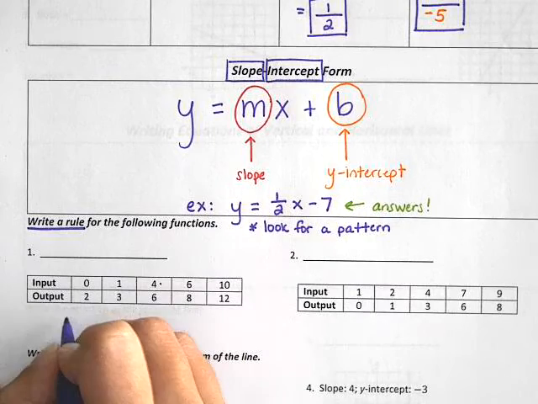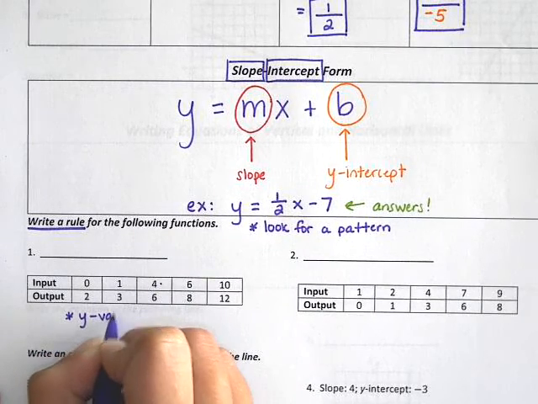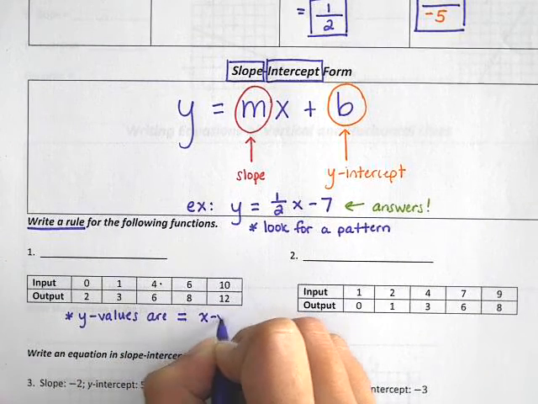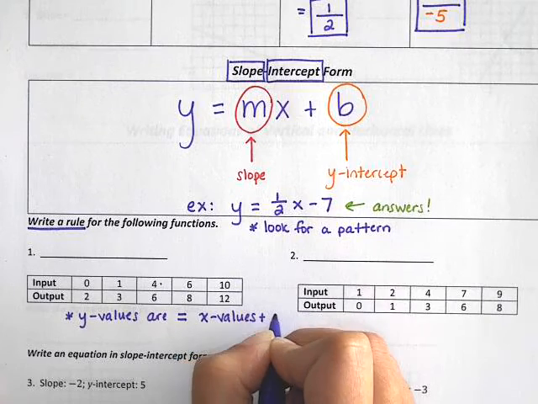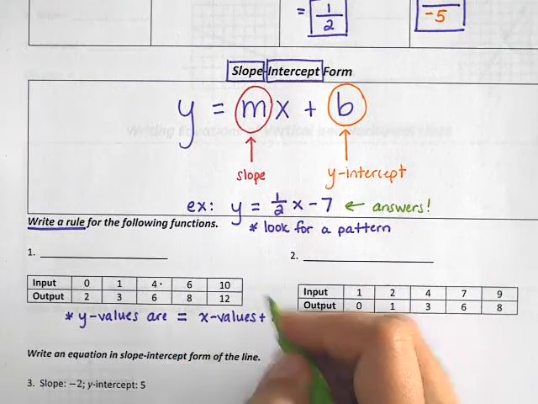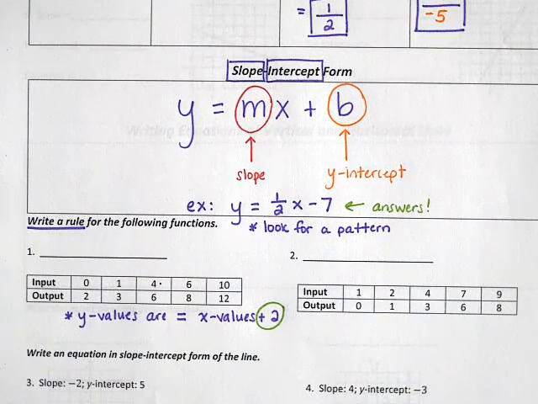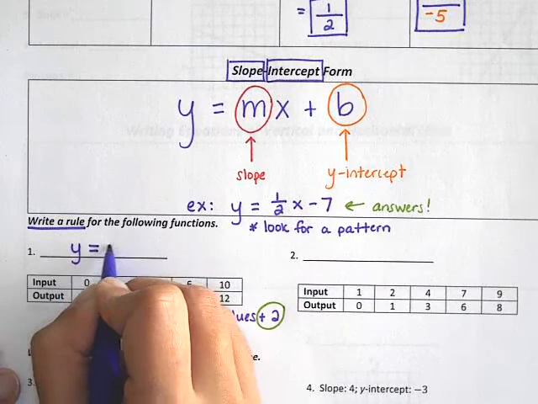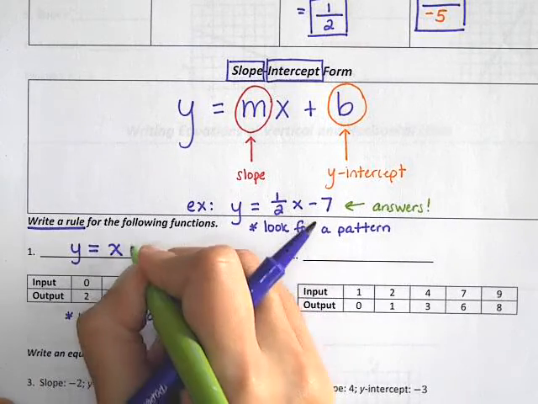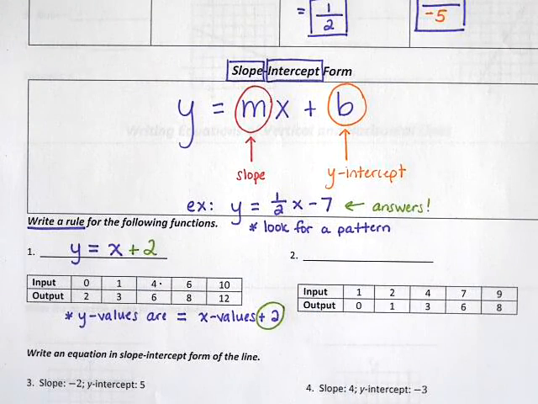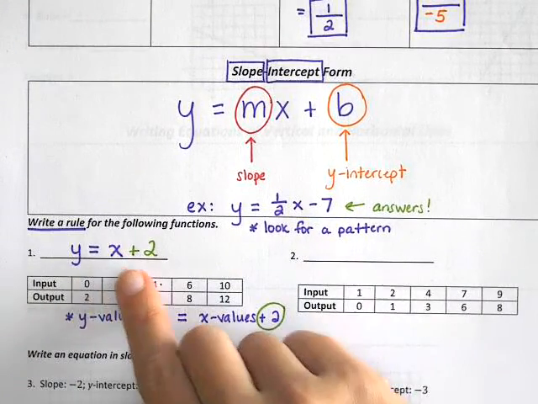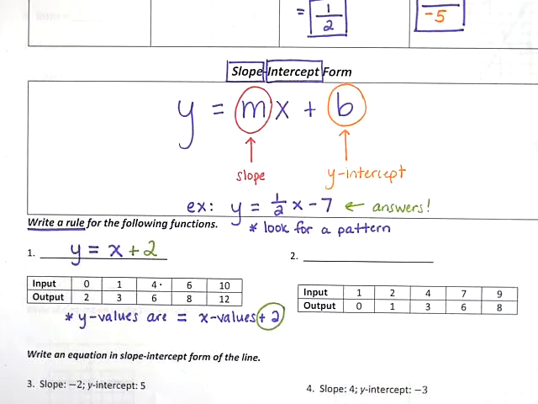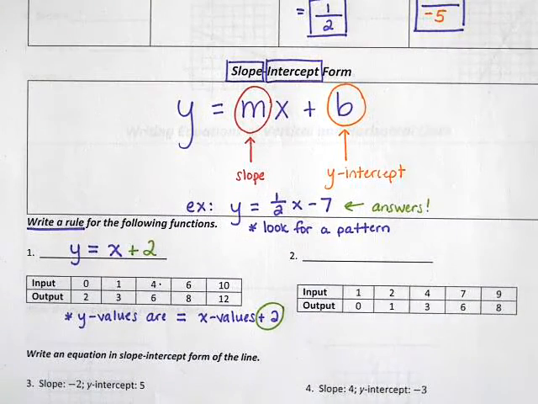The pattern here is that the y values are always equal to the x values plus 2. I like to say that the pattern is that we are adding 2. So here's how we would write the equation. Y equals x plus 2. Now you'll notice this final answer, y equals x plus 2, looks like a slope-intercept form of an equation, y equals mx plus b. Take a look at the next table and see if you can find a pattern.